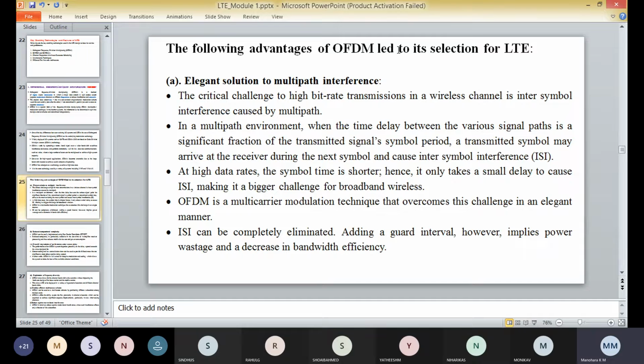OFDMA is a multi-carrier modulation technique where a high bit rate data stream is divided into several parallel low bit rate streams. Each bit stream is modulated onto separate carriers. Splitting the data streams increases the symbol duration of each stream, such that the multipath delay is only a fraction of the symbol duration.